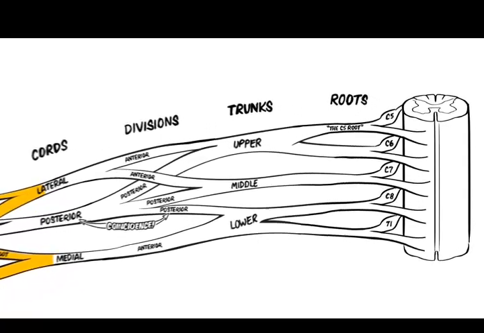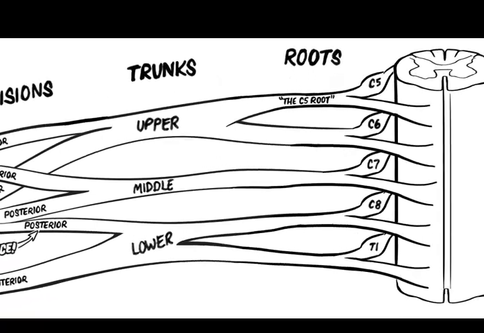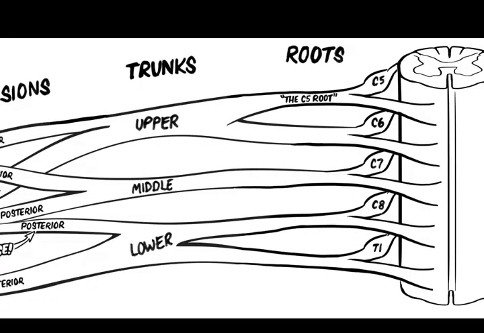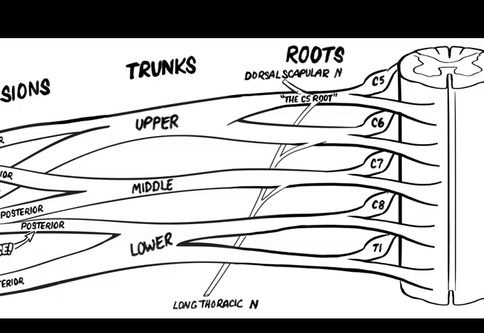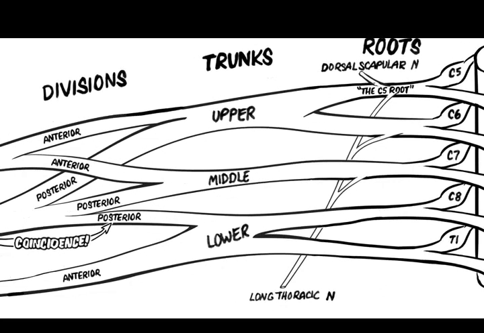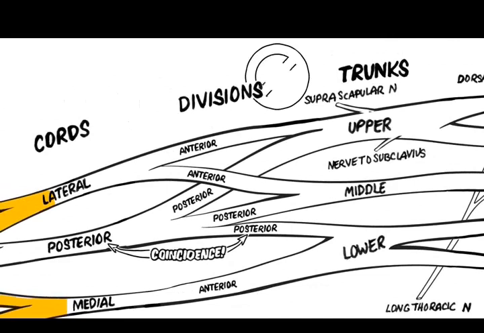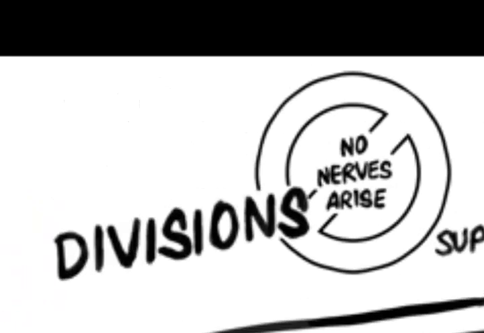Note that no nerves arise directly from the divisions. 2 nerves arise from the roots: the dorsal scapular nerve, which is a branch of the C5 root, and the long thoracic nerve, which is formed by branches from C5, C6, and C7 roots. 2 nerves also arise from the trunks. Both the suprascapular nerve and the nerve to subclavius are branches from the upper trunk. Remember, the divisions do not give rise to any nerves.